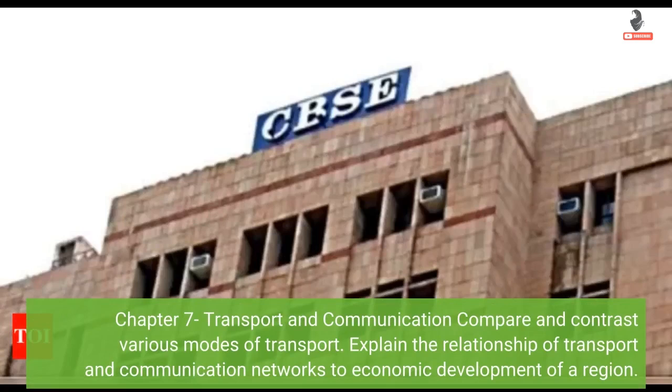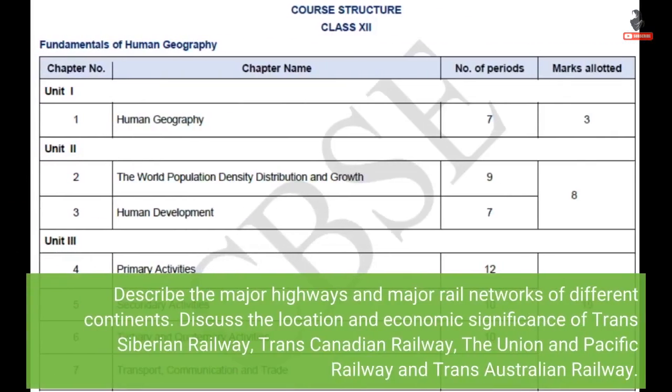Chapter 7 Transport and Communication. Compare and contrast various modes of transport. Explain the relationship of transport and communication networks to economic development of a region. Describe the major highways and major rail networks of different continents. Discuss the location and economic significance of Trans-Siberian Railway, Trans-Canadian Railway, the Union and Pacific Railway and Trans-Australian Railway.